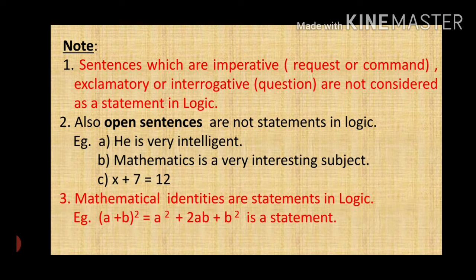Okay, but the mathematical identities are statements in logic. Like for example, suppose (a + b)^2 is equal to a^2 + 2ab + b^2. Now this is a statement in logic, because for any value of a and b, this will be true. Getting my point? Or if you consider (a + b)^3, or a^2 - b^2 is equal to (a + b)(a - b). These are all mathematical identities and they are considered statements in logic.